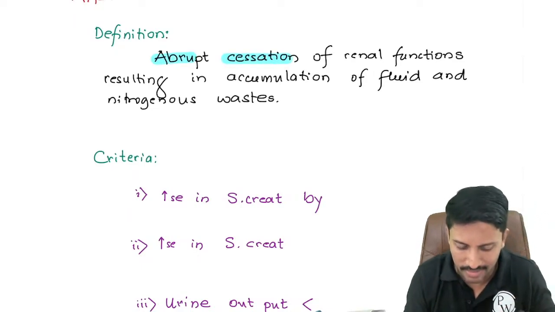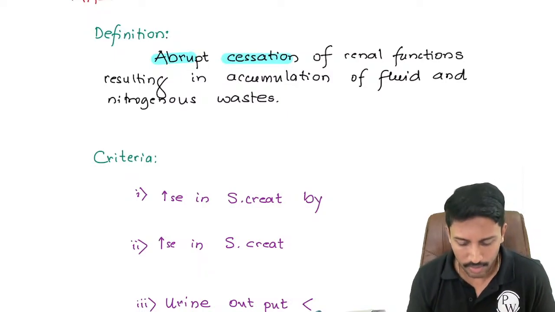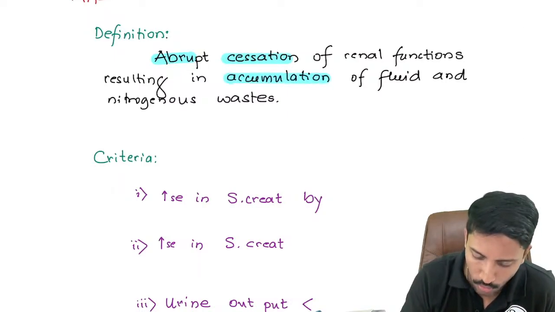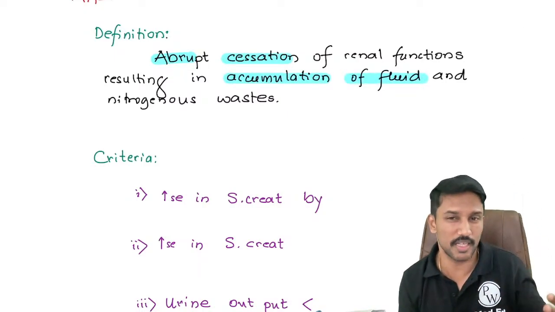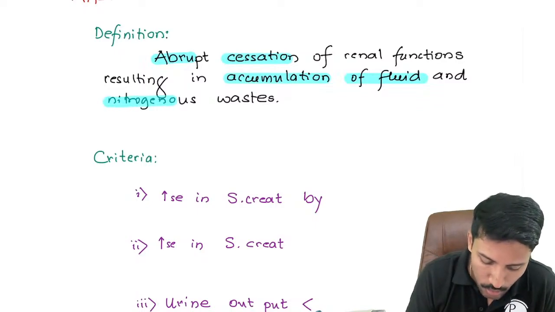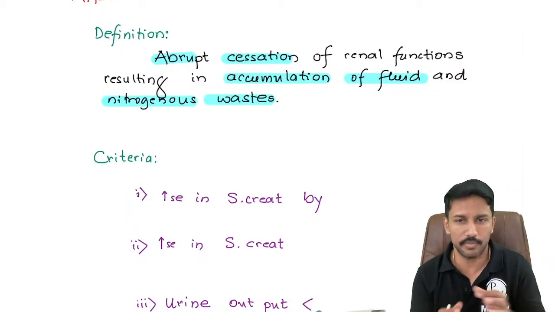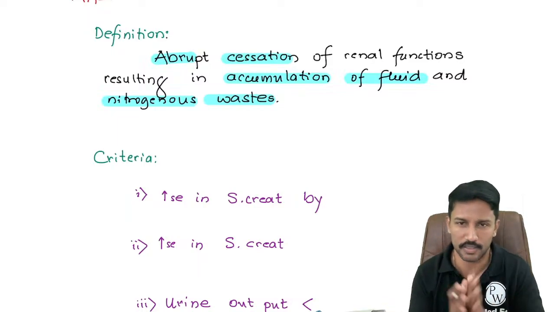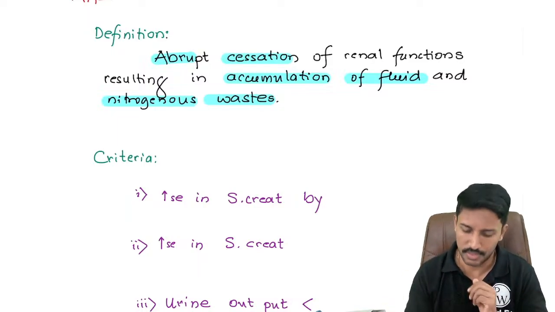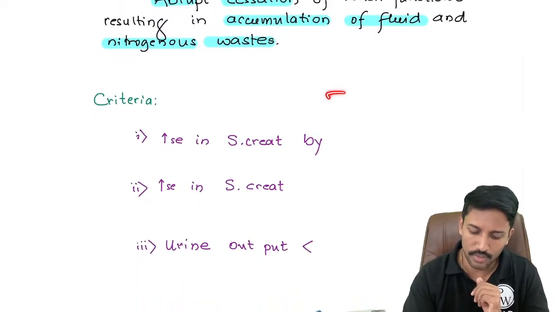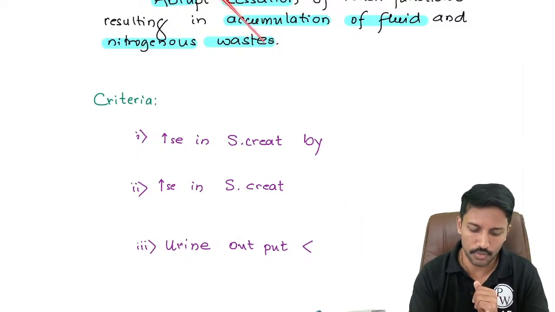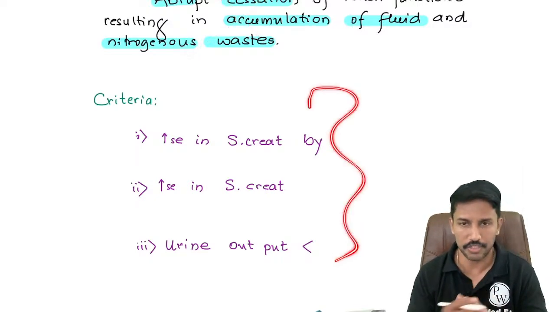Abrupt cessation of renal functions. When they're not able to function, what happens? There will be accumulation of fluid, which is supposed to be eliminated by kidney, and the nitrogenous wastes like urea and other nitrogenous waste that kidney is supposed to eliminate, they are not able to eliminate and it accumulates. This is a simple conceptual definition. But what the examiner is looking for is this, the criteria. Even if you don't write the concept, it's fine, but the criteria should be mentioned.